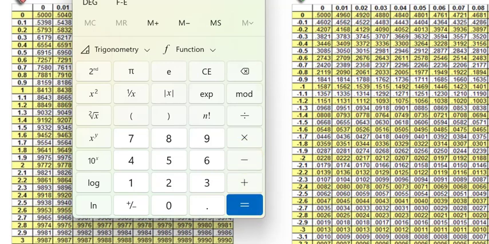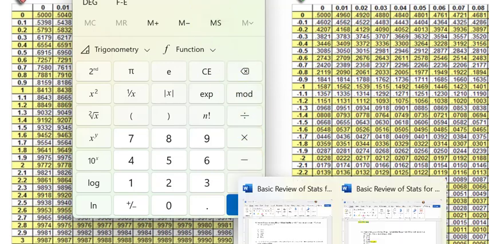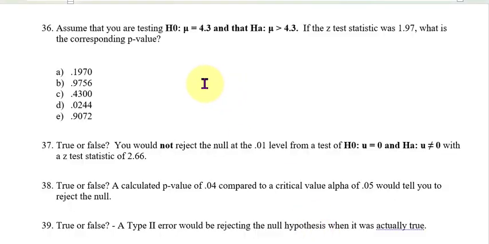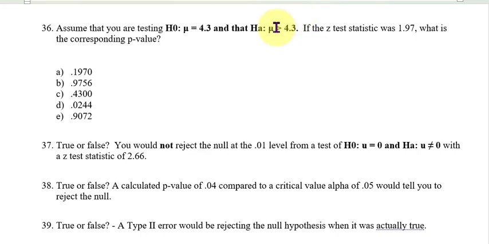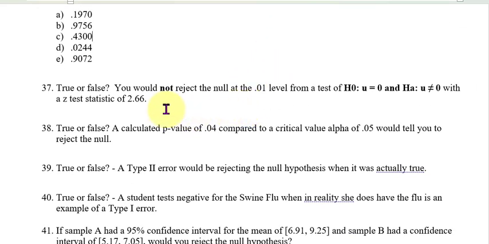It's 0.0244. There's your winner chicken dinner. Now, again, if that was a less than, then that 0.9756 would have been the right answer. But it's not less than, it's greater than, so you got to subtract it from 1. All right, part 2.